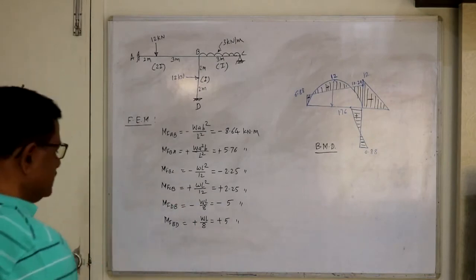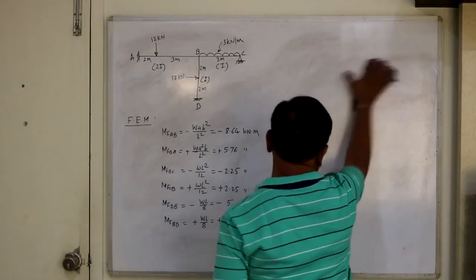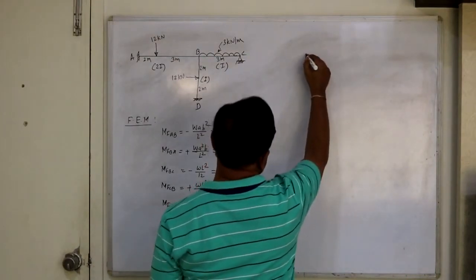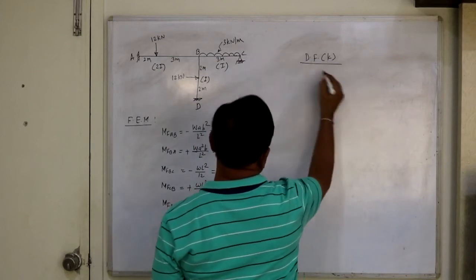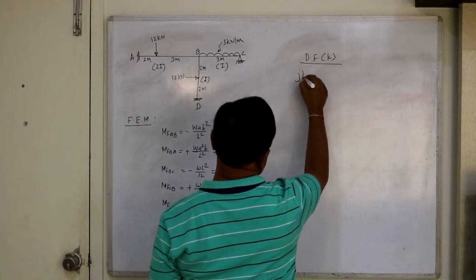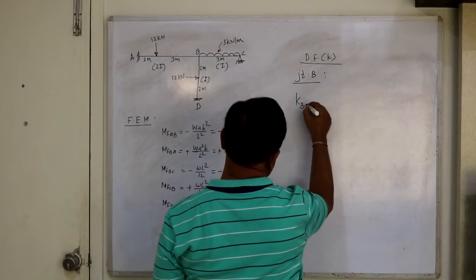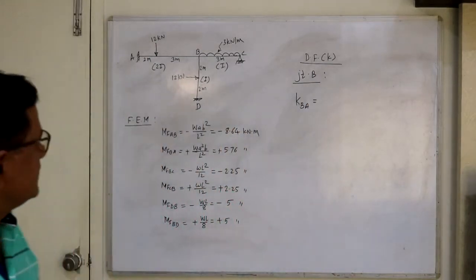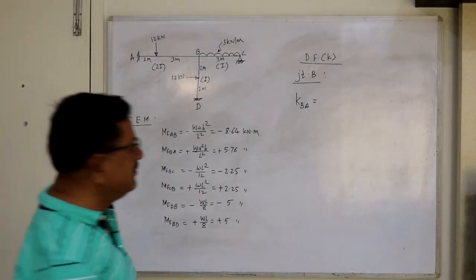Okay. Now distribution factors. Let's find out distribution factors. So the second step, distribution factor K. Let's consider joint B. So KBA equal to stiffness of BA divided by total stiffness at the joint B, that is stiffness of BA plus stiffness of BC plus stiffness of BD.